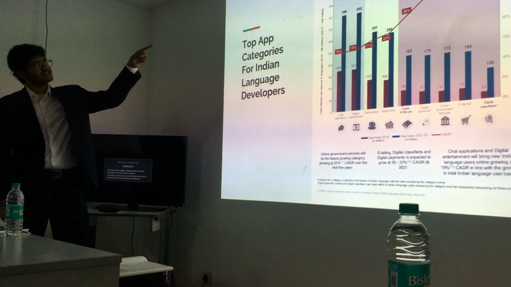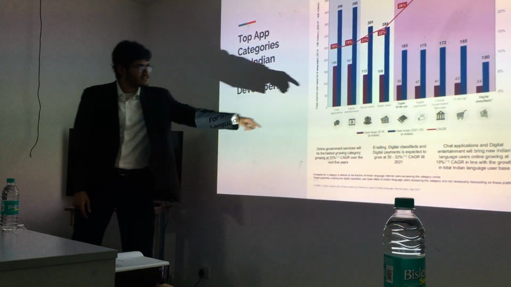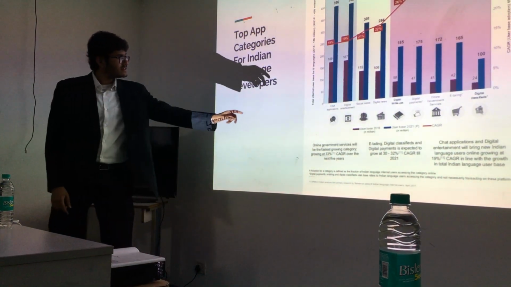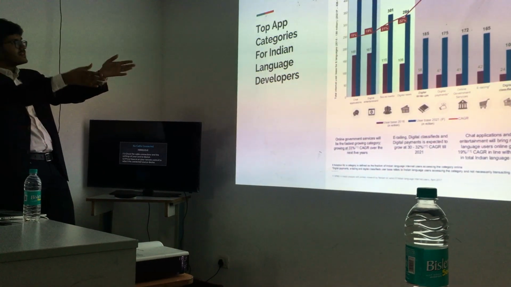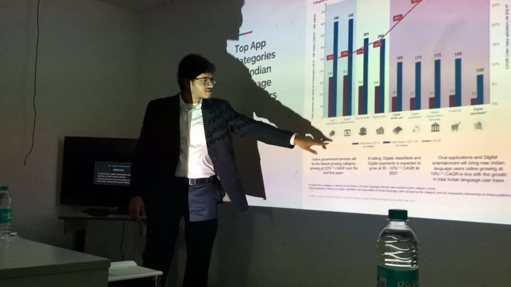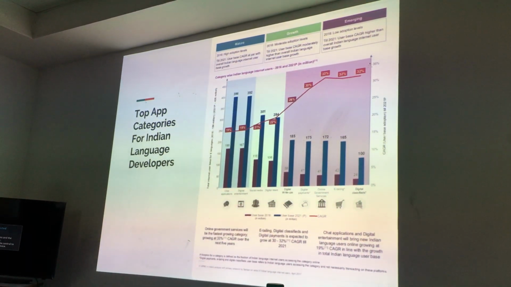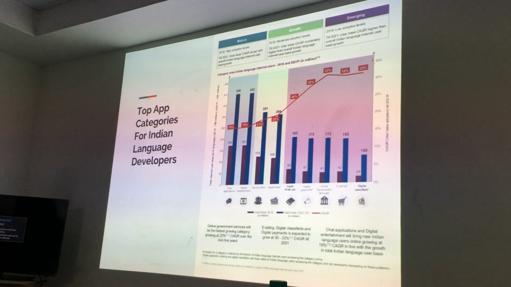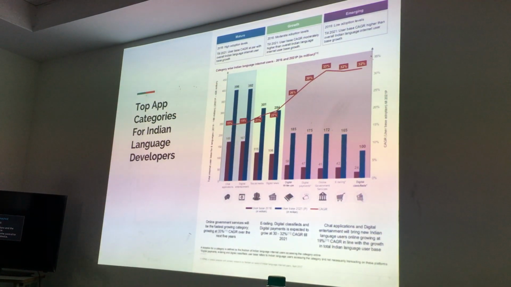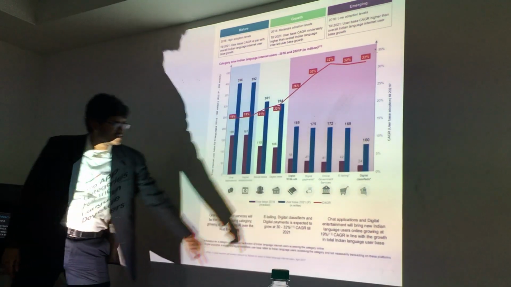So I told you that there's a lot of potentially Indian language apps, right? These are the top categories that you can use. They've divided them in terms of mature, growth, and emerging. The most popular are chat applications and digital entertainment. Then comes social media and digital news. And the last section is government services, e-retailing, digital classifieds, payments, and write-ups. And this is one example of that app.